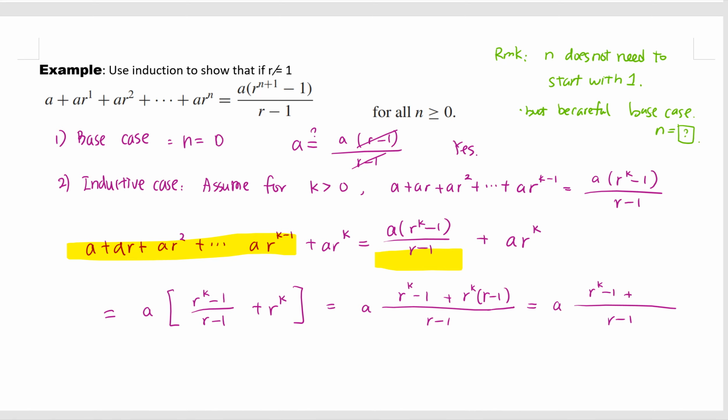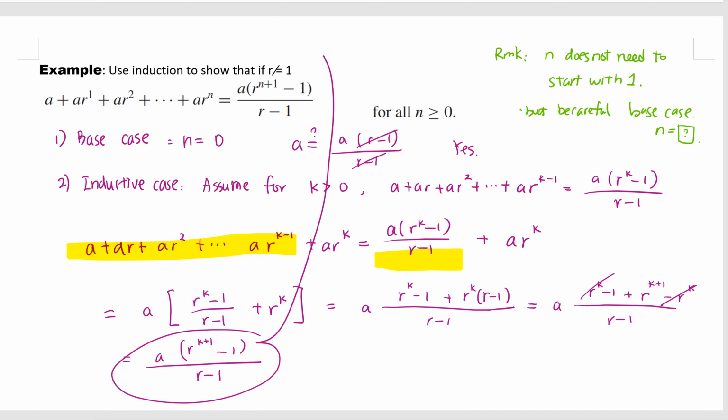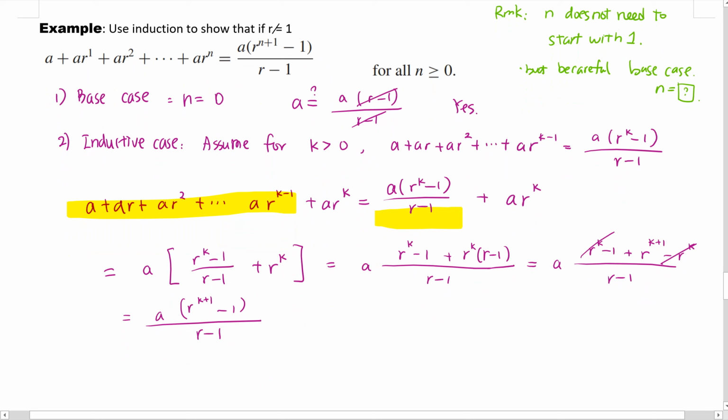What is this? Well, r to the k times r is r to the k plus 1. R to the k times minus 1 is minus r to the k. You see r to the k cancel? And let's put it as r to the k plus 1 minus 1 all over r minus 1. Well, this is exactly what we are looking for. See, it matched with our formula when we replace k by n. So now we have shown the inductive case.